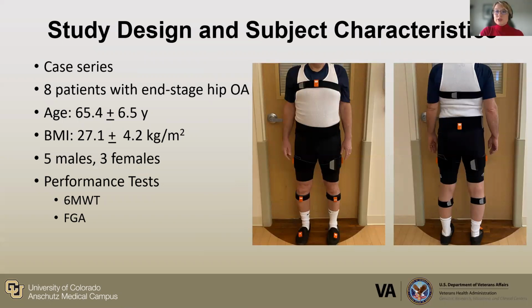So we conducted a case series involving 8 patients with end-stage hip OA, and on average, they were 65 years of age, had a BMI of 27, mainly males, and they performed the 6-minute walk test and the FGA. And you can see from the pictures here on the right, we placed, in this case, it was Xsens, on our participants while they completed the 6-minute walk test, which is an IMU system. So the placement of those, we had one on the sternum, one on the lower back, one on each lateral side of the thighs, one on each tibial tuberosity, and one on each top of the foot.